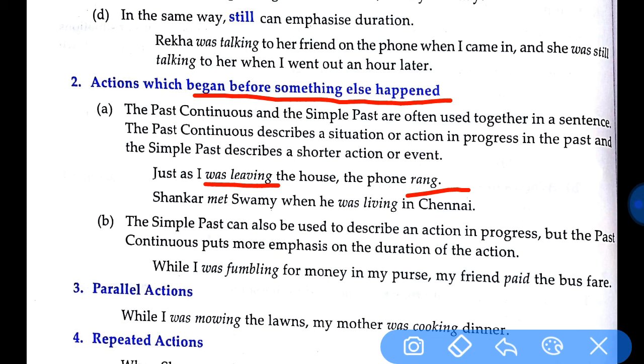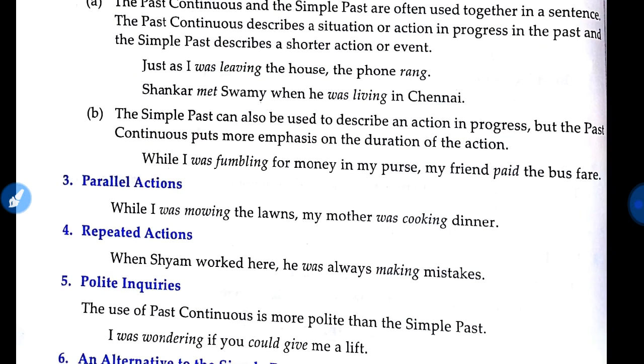Secondly, the simple past can also be used to describe an action in progress. For example, while I was fumbling for money in my purse, my friend paid the bus fare. Look at "paid" and "was fumbling". So when an action is going on, another action happens. So it is also used to describe an action in progress, something that was happening but couldn't be completed because somebody else did it.